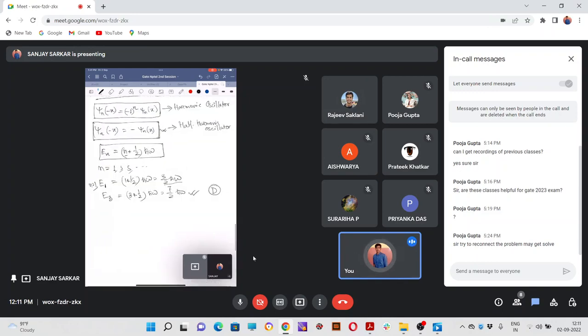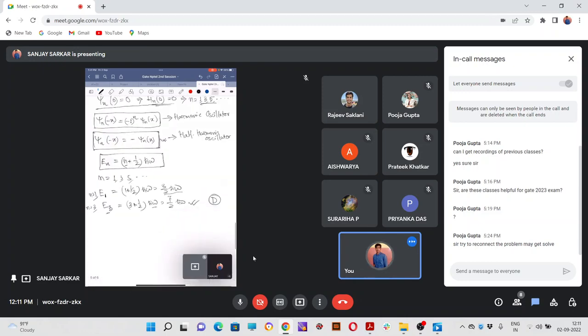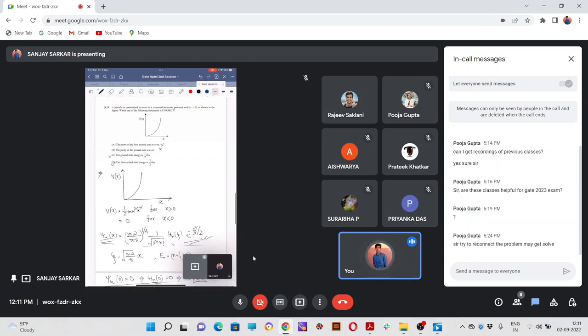And for the first excited state, n equal to 3. So if we put n equal to 3, then the energy of the first excited state is E3 equal to 3 plus half h bar omega, and this is 7 by 2 h bar omega. So option D is correct. The first excited state energy is 7 by 2 h bar omega. So for this question, this option is correct.